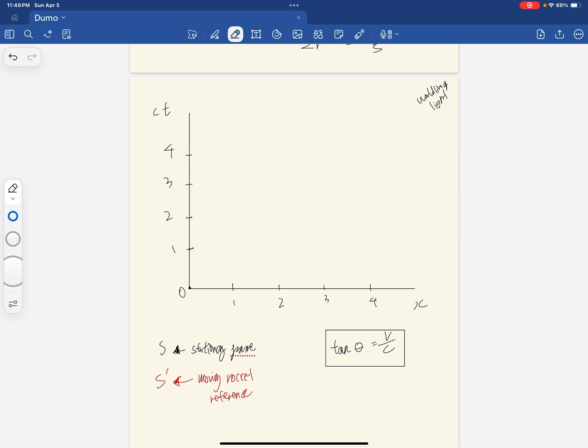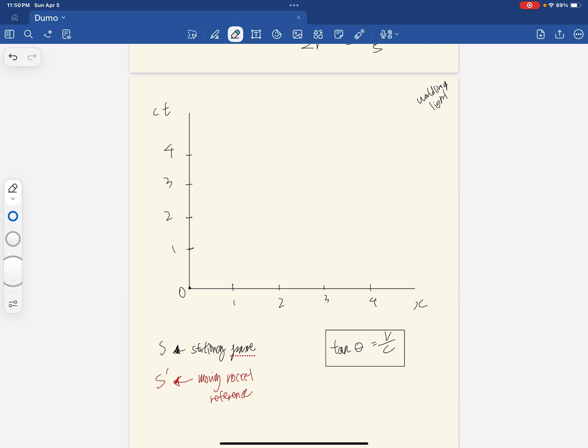Hi everyone, this is the second video of the spacetime diagram series, and today I'm going to be discussing the world line of a photon, possible and impossible world lines, as well as the axes of moving reference frames.